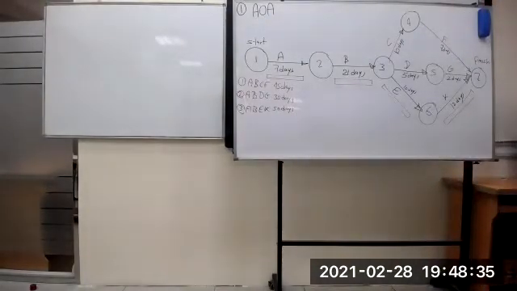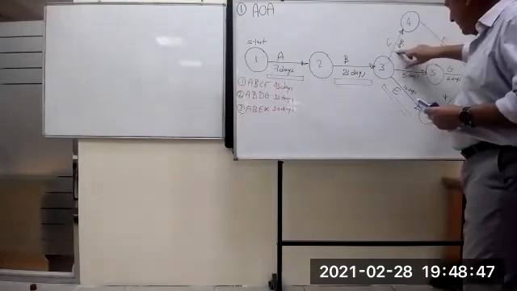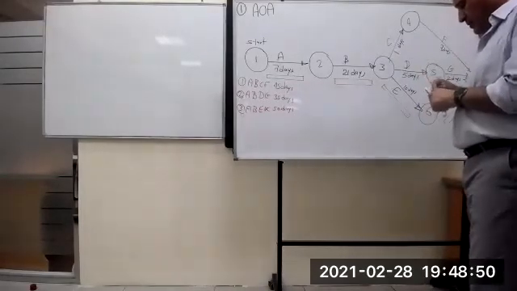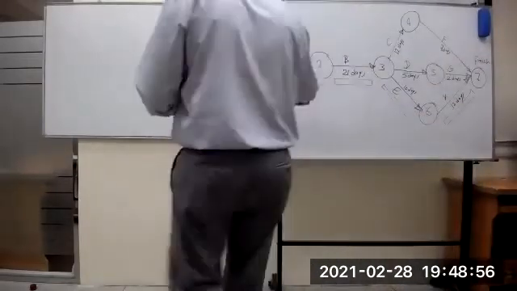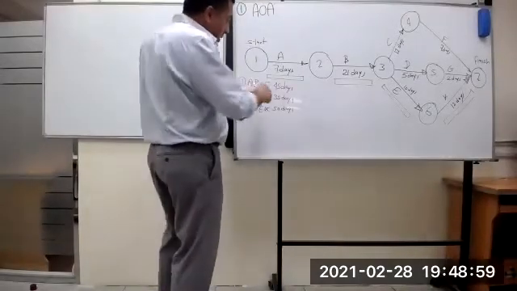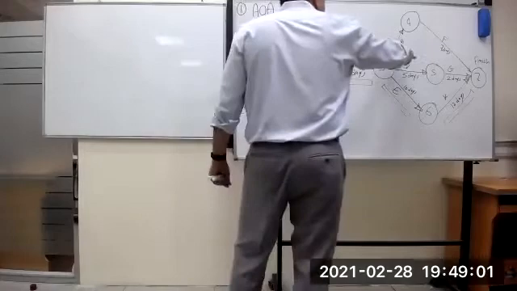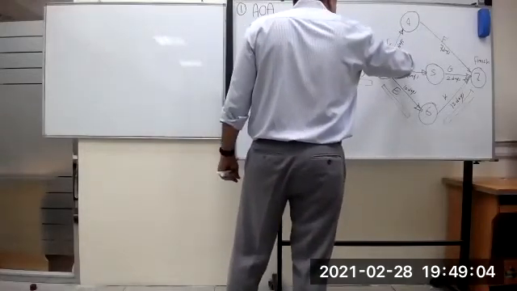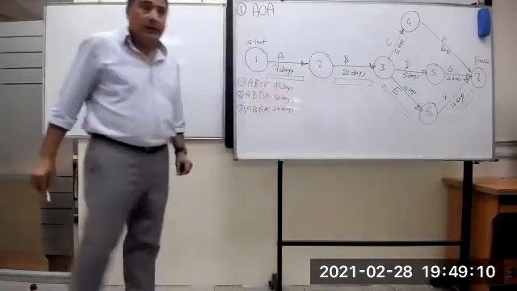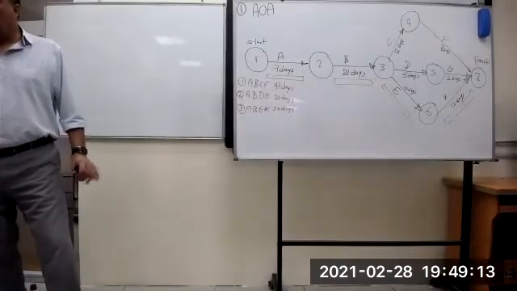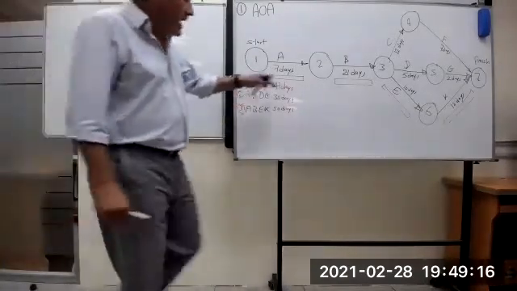Assume this activity is 12. What does it mean? 12 means here I will increase 2 days. So now 28 becomes 40. Right, guys? 47. So this is 47. 47 is still the longest path. It's still the longest path here.